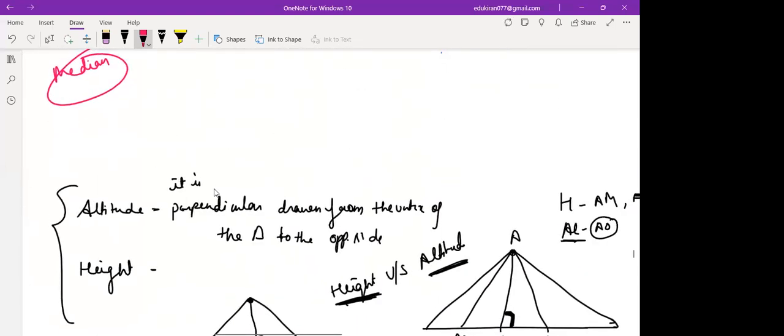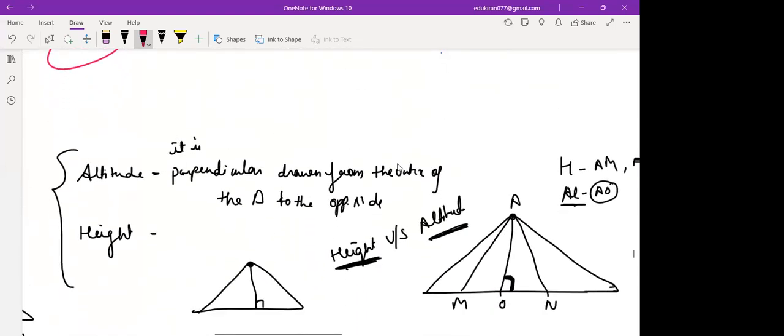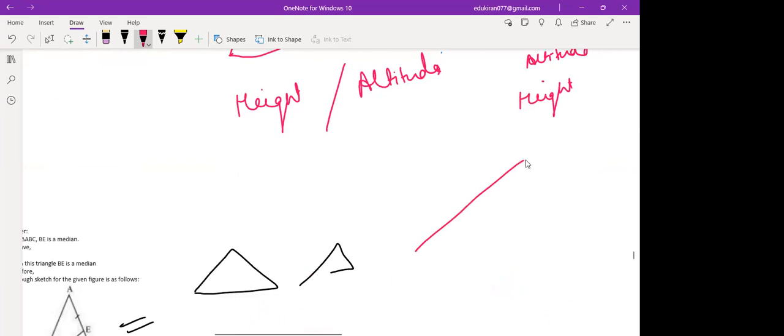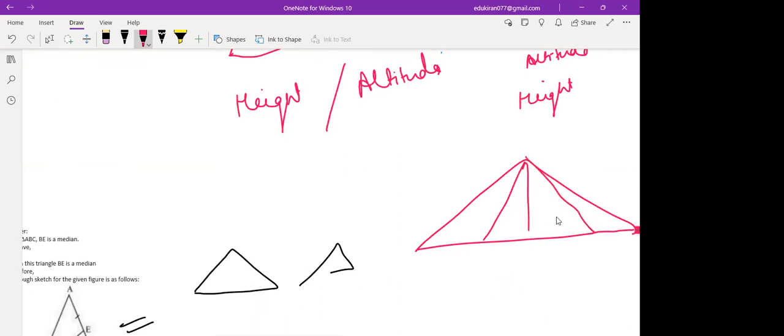So what you are going to write: altitude is a perpendicular drawn from the vertex of the triangle to the opposite side. So you can see this is basically the altitude. In this, for example, I gave you this triangle, and in this triangle I gave you these three lines. This is P, this is M, this is R, and this is O. So I told you, and this is 90 degrees.